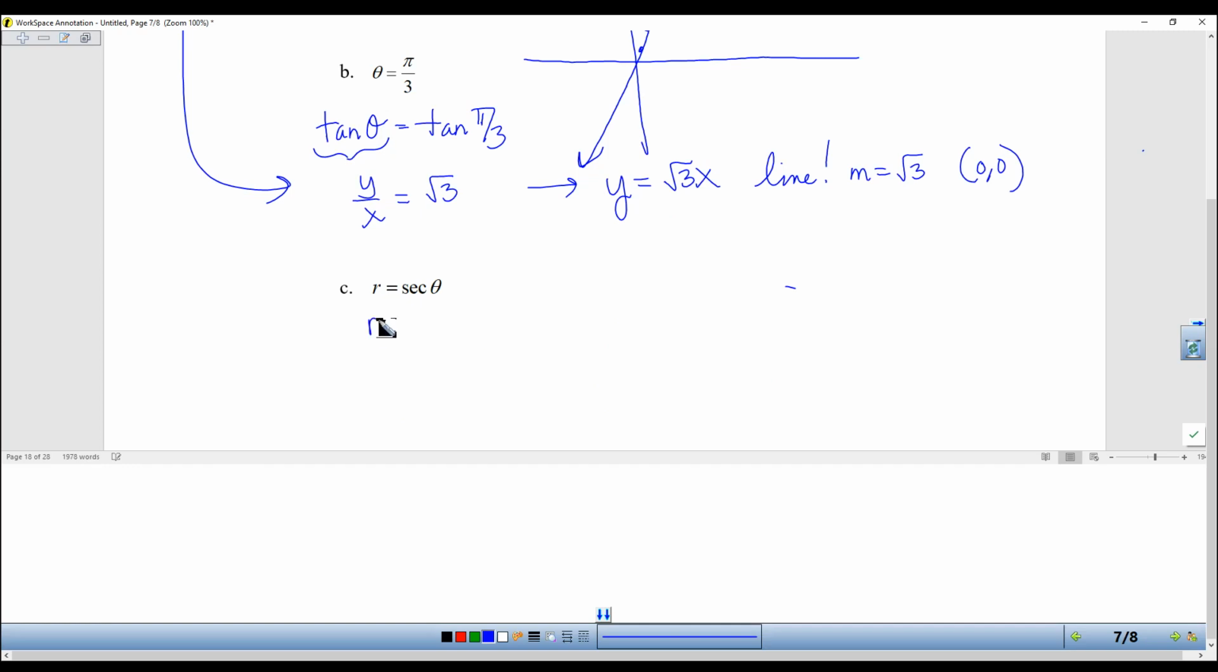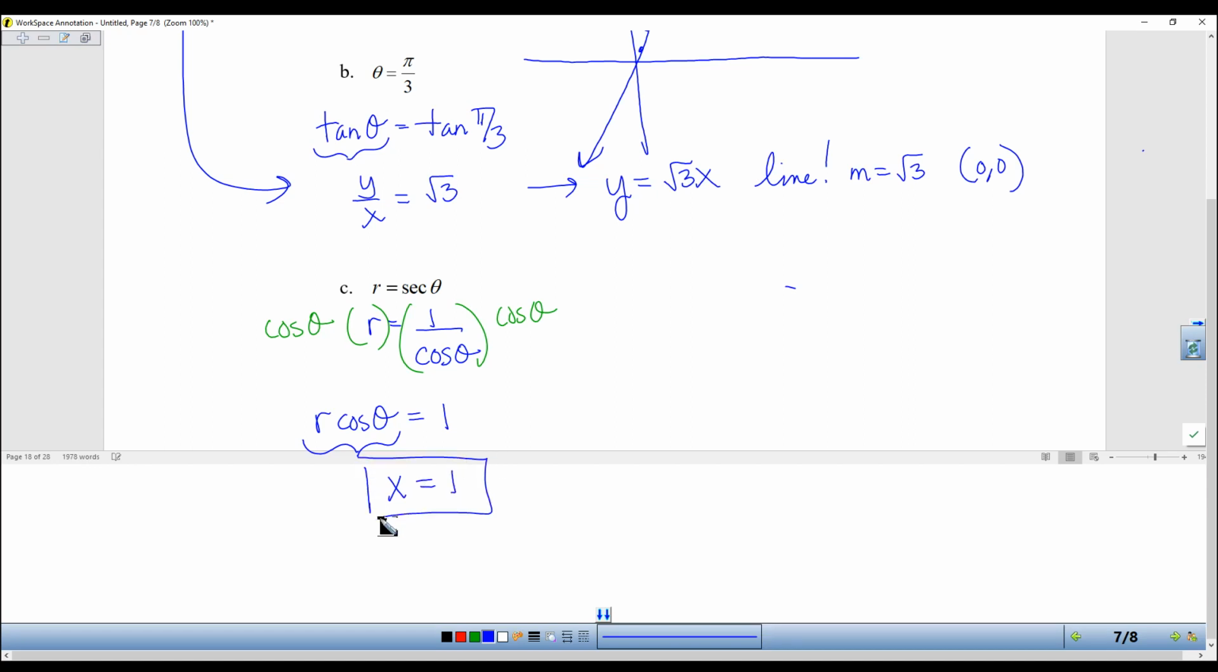But on this one, first, let's change that to cosine. And now let's clear the fraction. Do you see what's going to happen if we do that? So we get r cosine theta is equal to 1. And now you have to recognize that. What is r cosine theta? It's x. So x is equal to 1. So this represents a vertical line at 1.